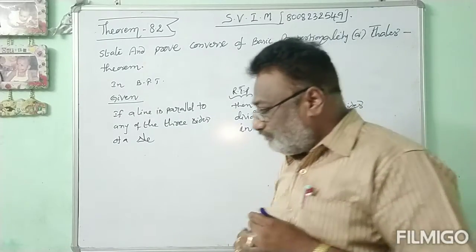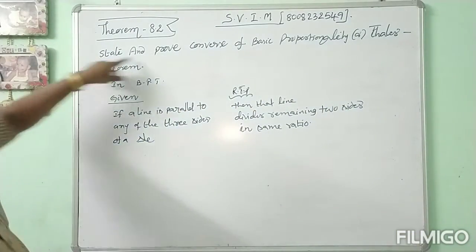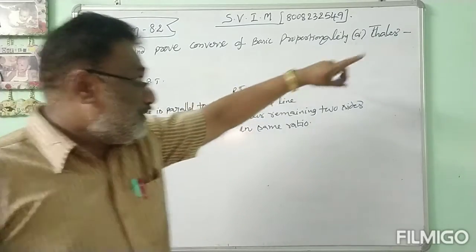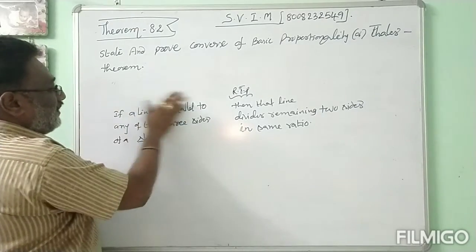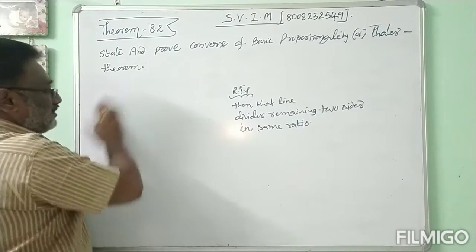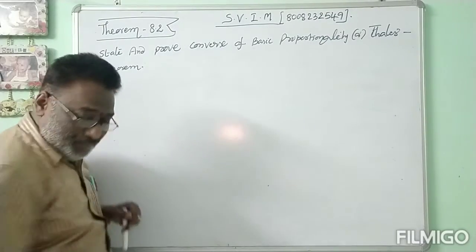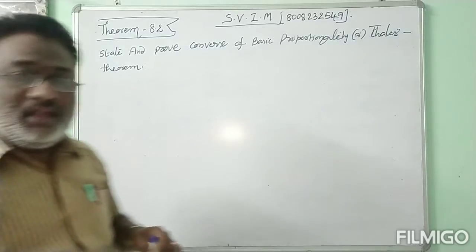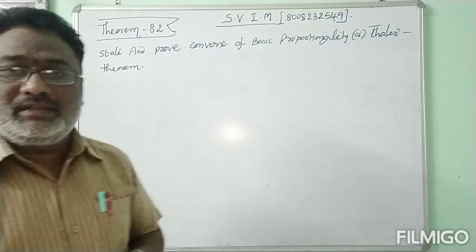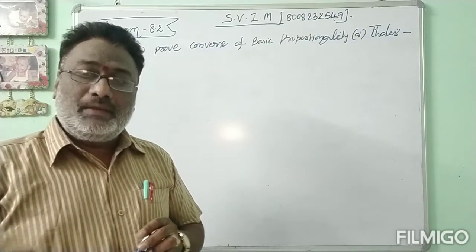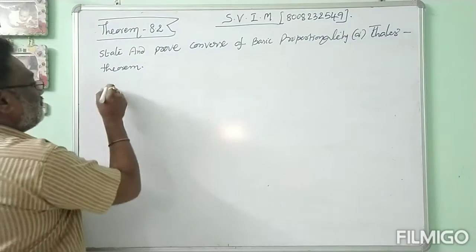For example, if you are asked a question like: state and prove the converse of the basic proportionality theorem or Thales theorem. This is the question. That means here we need to write the statement also. So this is the converse of the basic proportionality theorem. The given part of the basic proportionality theorem we take as the required to prove part, and the required to prove part we write as the given. Now listen to me, the statement.